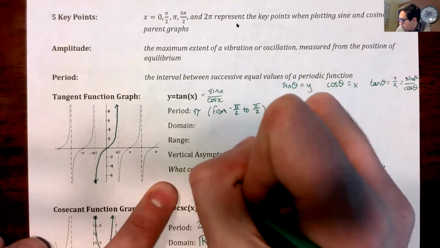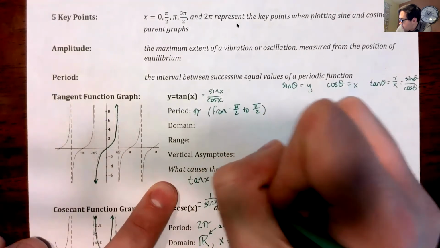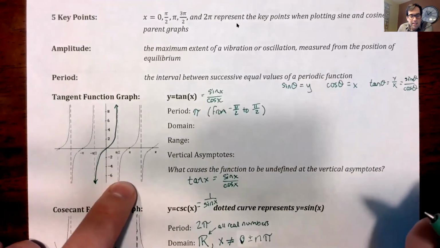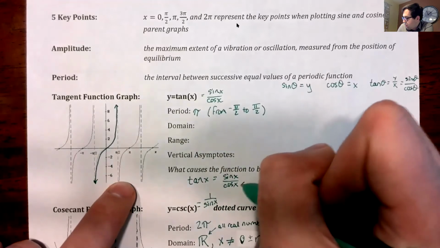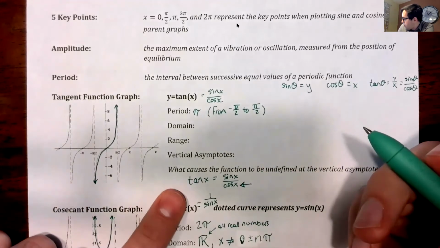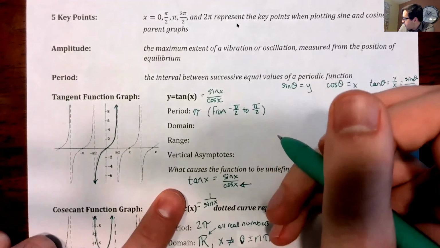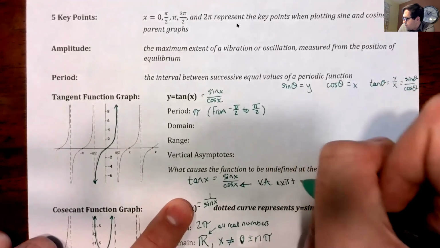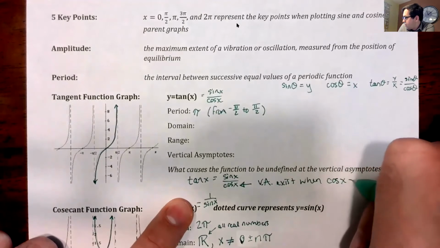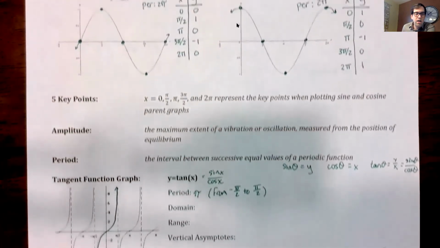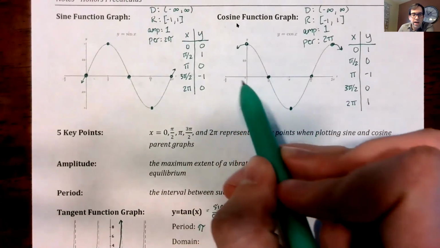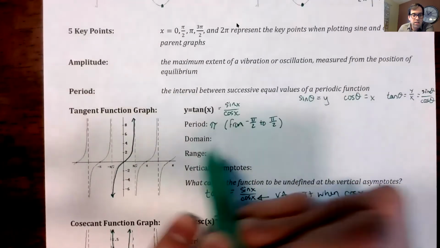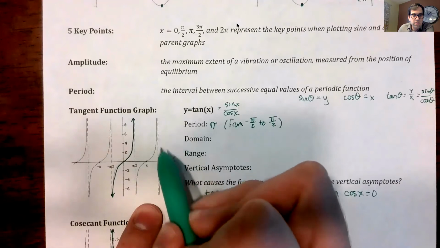We know tangent, just like we said, is sine over cosine. So if something is going to be undefined, it's because in the fraction, the denominator is 0. So in this case, the denominator is cosine. So when cosine is 0 is when we're going to have vertical asymptotes. So vertical asymptotes exist when cosine equals 0. So if we take a look back up at our initial cosine curve, we had a y value of 0, or we crossed the x-axis at pi over 2 and 3 pi over 2. So you can see we have those vertical asymptotes here.